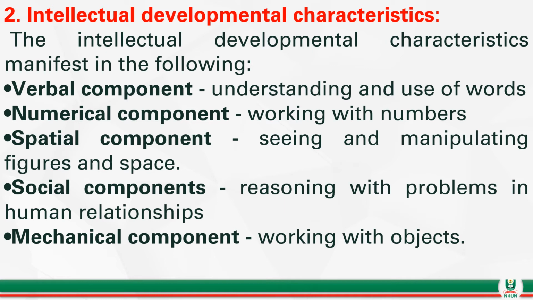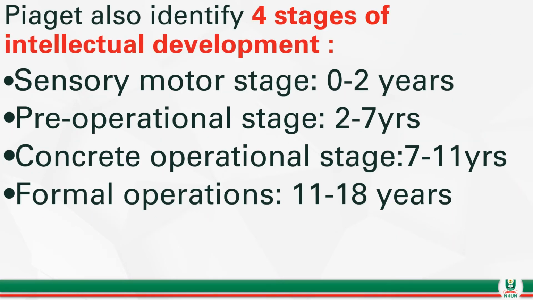Then there is the mechanical component, which is working with objects. They see objects. When they see a bike, they know it is for riding. When they see a TV, they know they watch TV. So there is mechanical between 11 to 18 years.